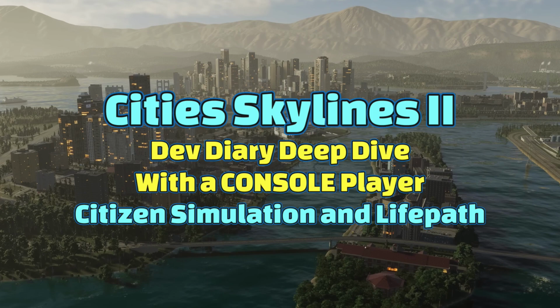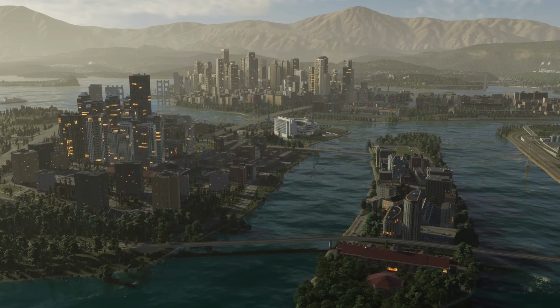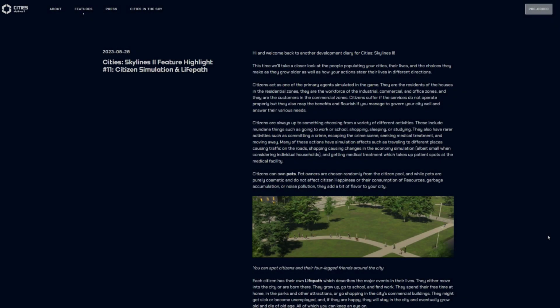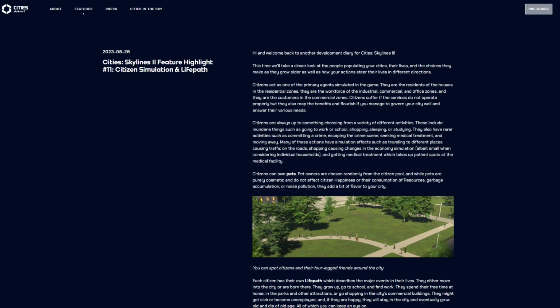But without further ado, let's get into the Citizen Simulation and LifePath Developer Diary. So it starts by letting us know that citizens act as one of the primary agents simulated in the game. They are residents of the houses in the residential zones, they're also the workforce of the industrial, commercial, and office zones, and they're the customers in the commercial zones.